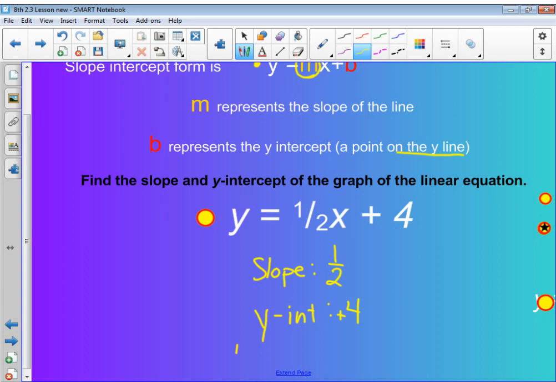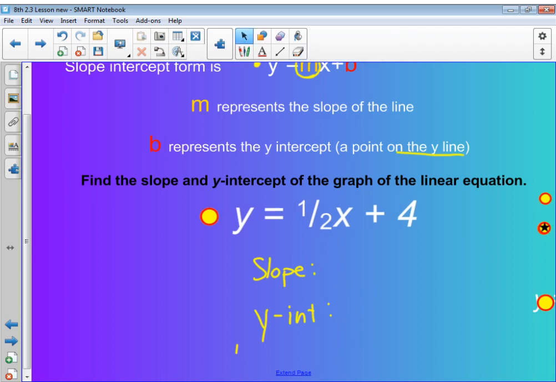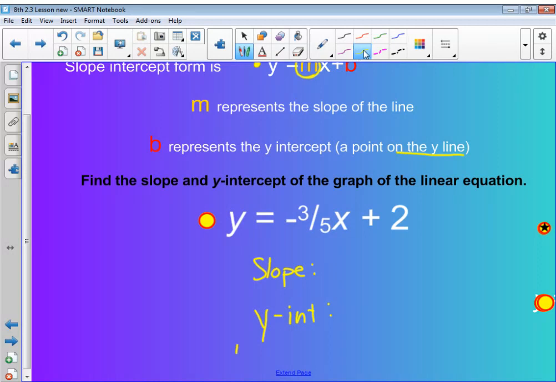Okay, so I'm going to slide one out, and I want you to do this next one independently. Try this one. Maybe go ahead and pause your video. Try this one out, identifying which of those two numbers is the slope and which is your y-intercept. Okay, so here we ended up with our slope as -3/5 and our y-intercept as positive 2.